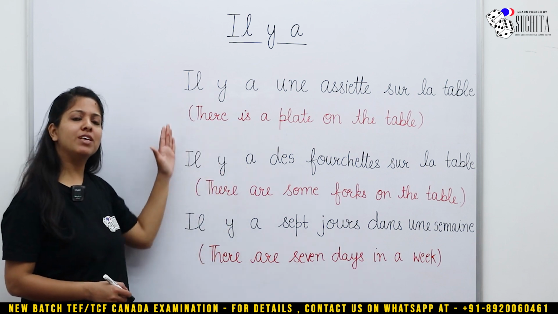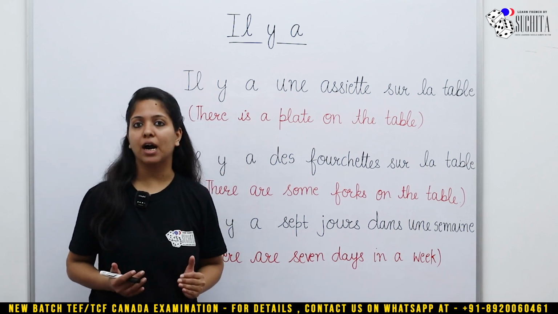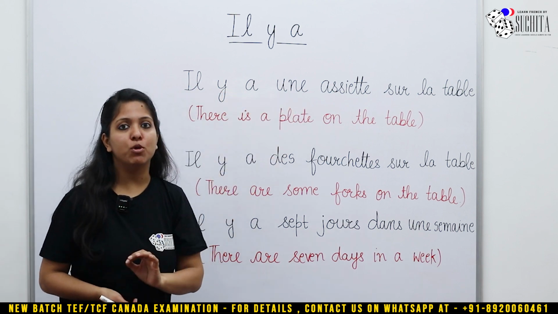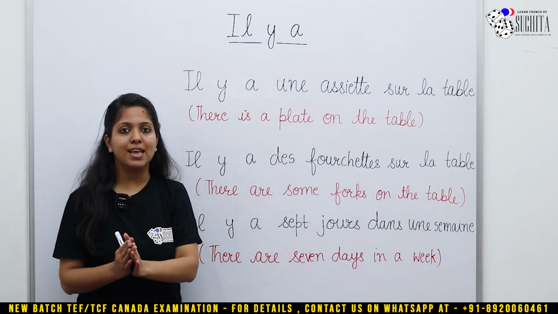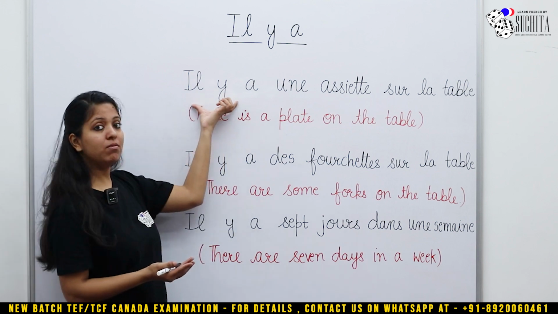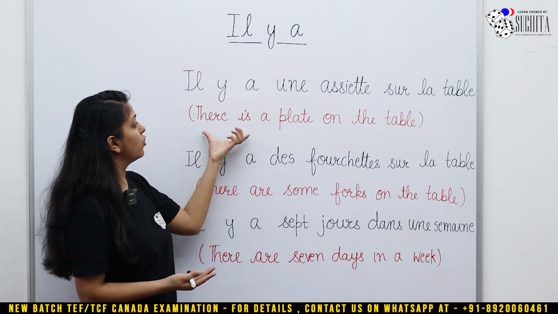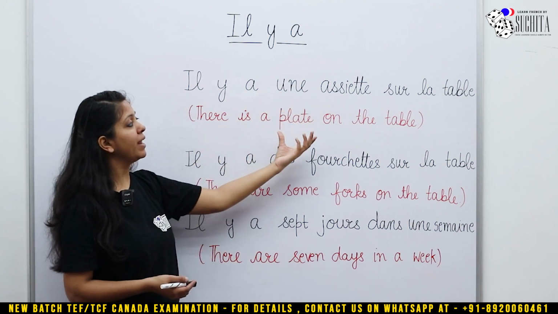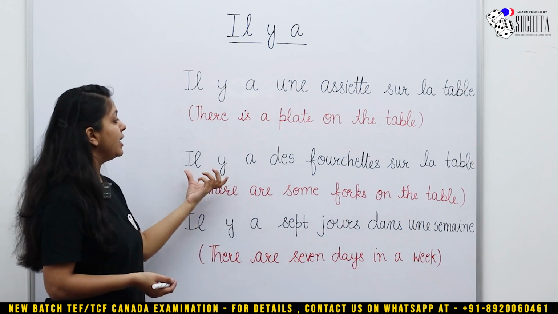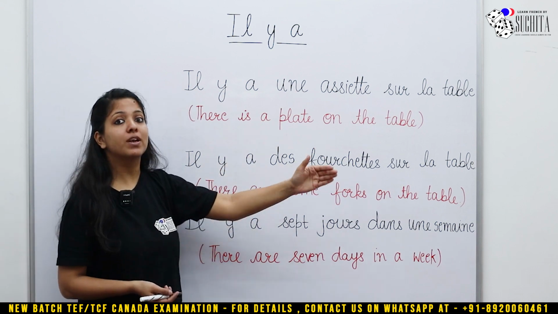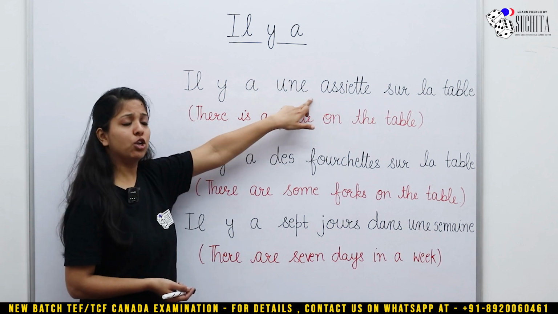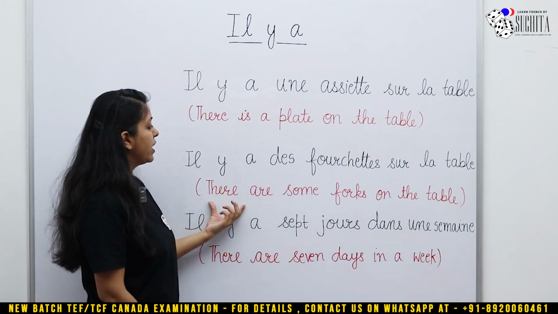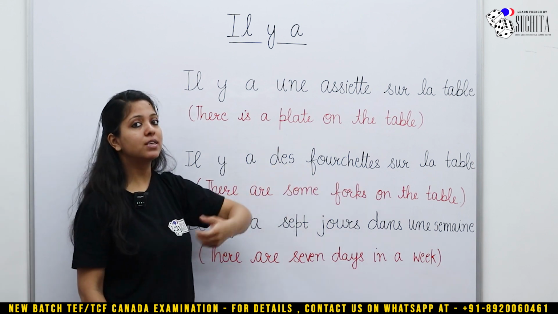Okay, let's look at some of the examples wherein I have used il y a, okay? Now, il y a une assiette sur la table. Il y a, which means there is or there are. Now here, since this is singular, of course it would mean there is. There is a plate on the table. Il y a des fourchettes sur la table. So you can have something singular also, you can have something plural also, because il y a means both, there is or there are. Now, there are some forks on the table.